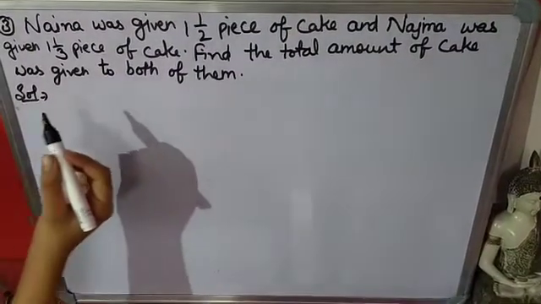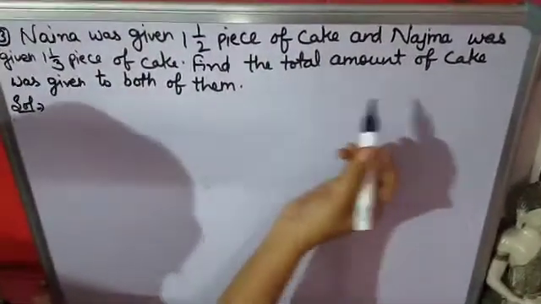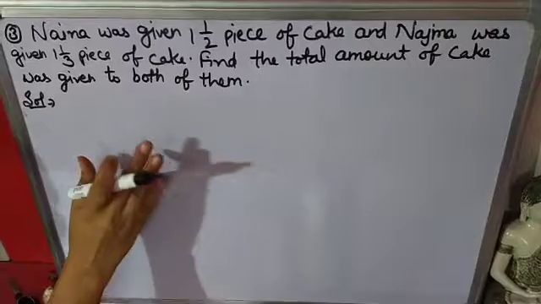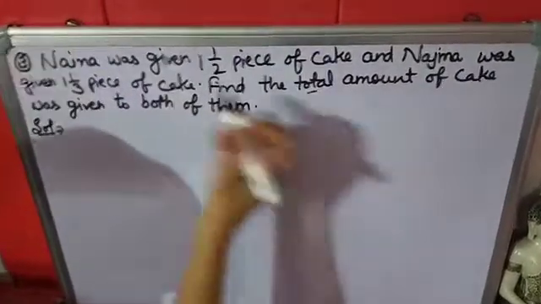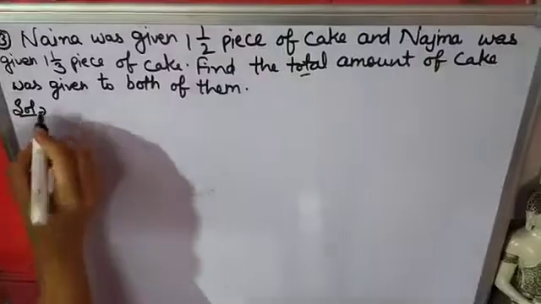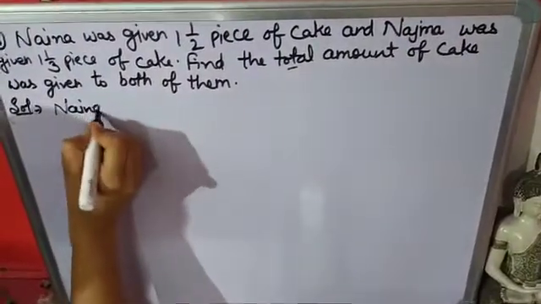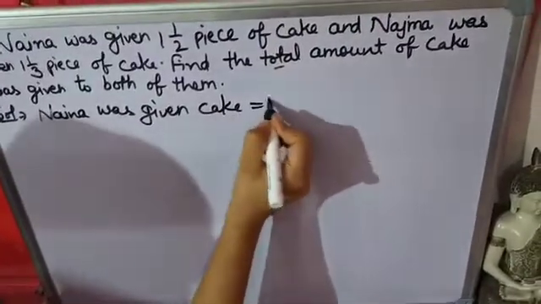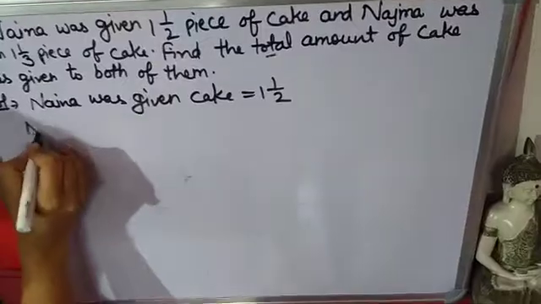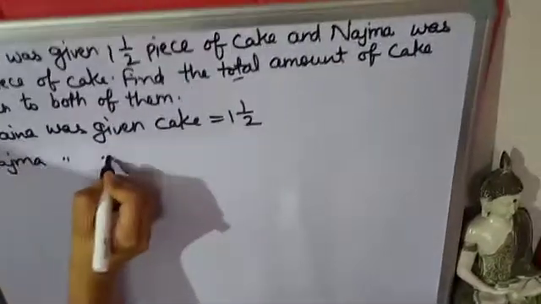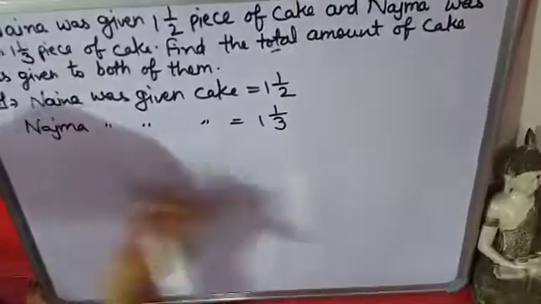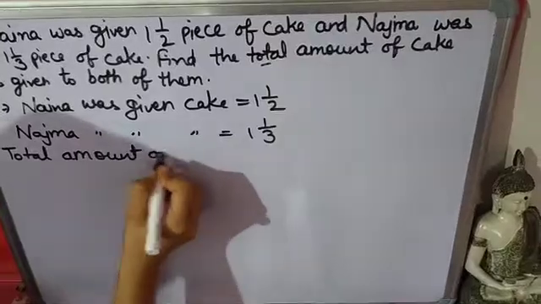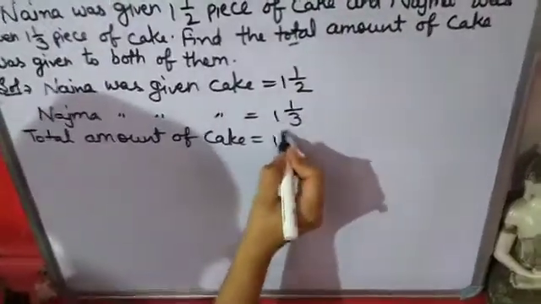Third question is, Naina was given 1.5 piece of cake and Nazma was given 1 1/3 piece of cake. Find the total amount of cake given to both of them. Again it is saying find the total amount. So for total we will add the pieces of these cakes. So you will write Naina was given cake 1.5 piece. Then Nazma was given cake 1 1/3 piece. Total amount of cake, we will add this.